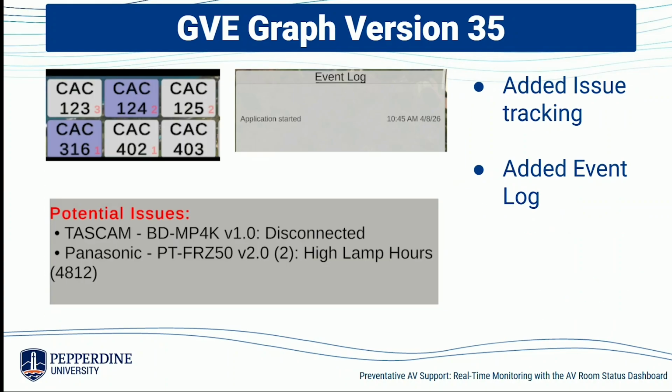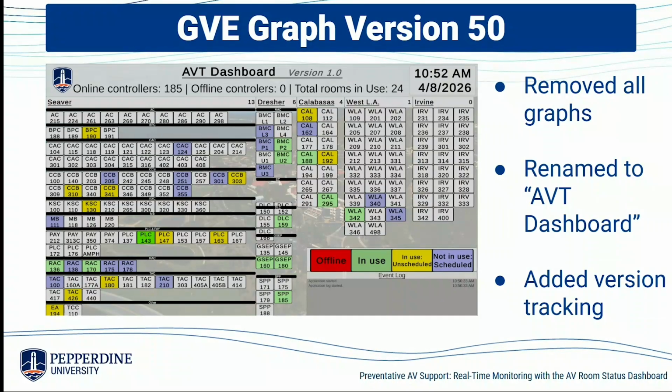And I also added an event log, but at this time it was only persistent for as long as you had the application open. So what I mean by that is when you open the application, there's no log, and as events happen, the log would populate. But if you restarted the application, then you would lose everything, which was obviously not very useful. So that was a change I made later on.